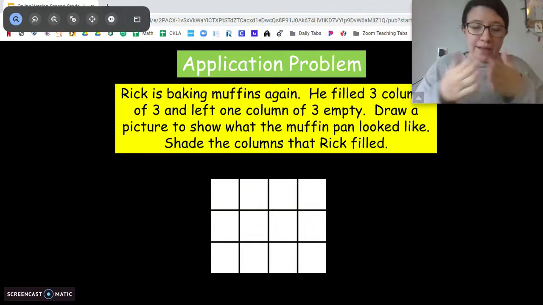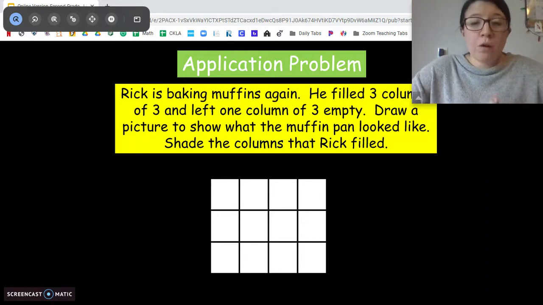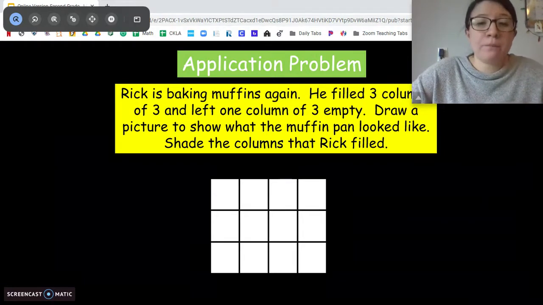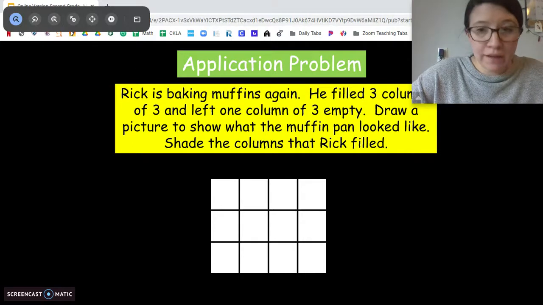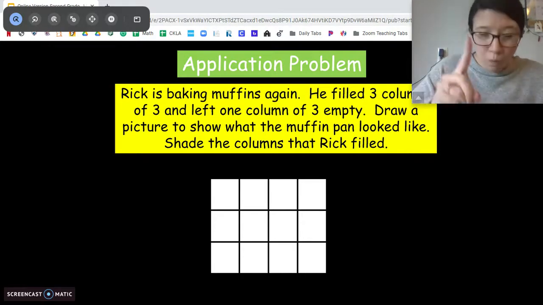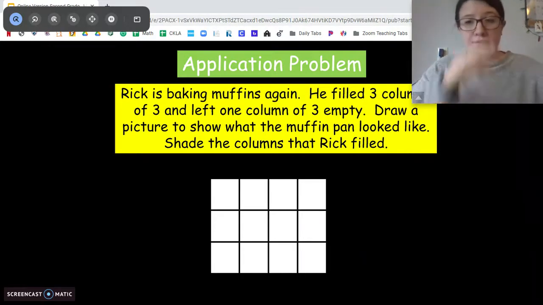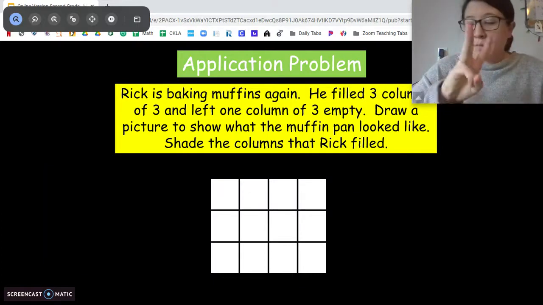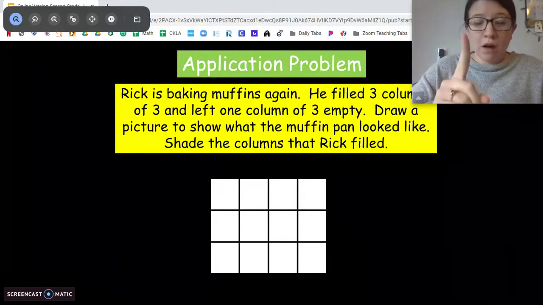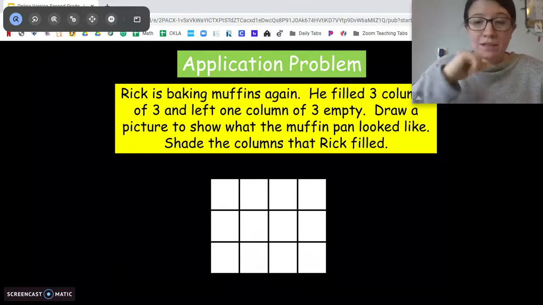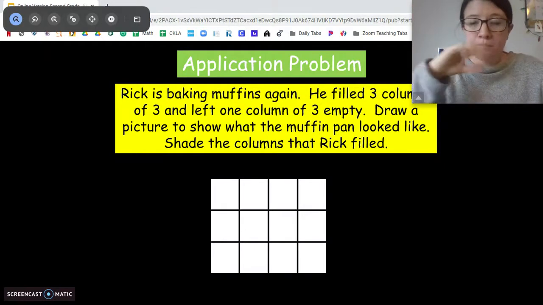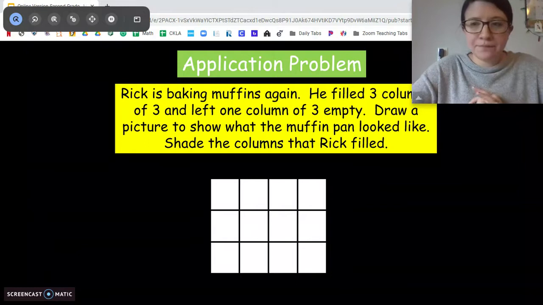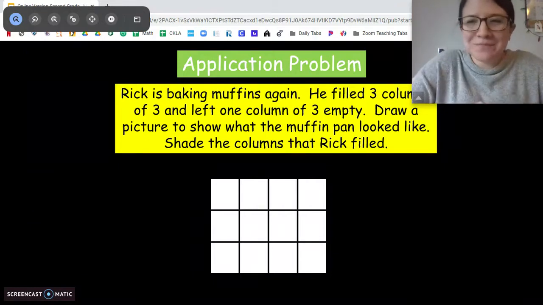So on my screen right now, I have an array. What I want you to do on your own is draw in what Rick has. So he has 3 columns of 3 that are filled. 1 column of 3 is empty. I'll say that one more time. 3 columns of 3 are filled. 1 column is empty. So go ahead and make this array on your own. Pause when you're ready to go over it, or unpause when you're ready to go over it.